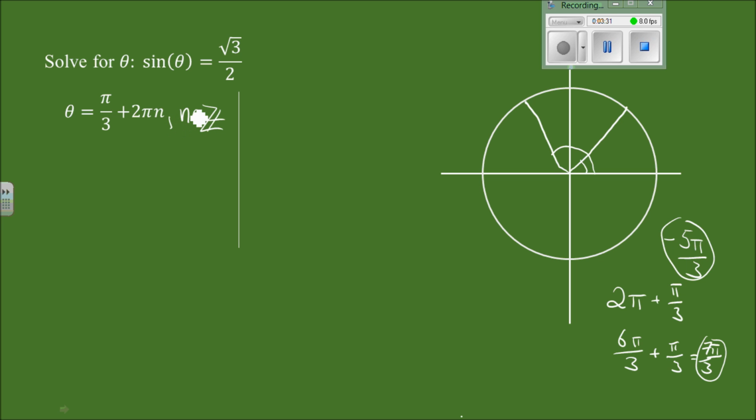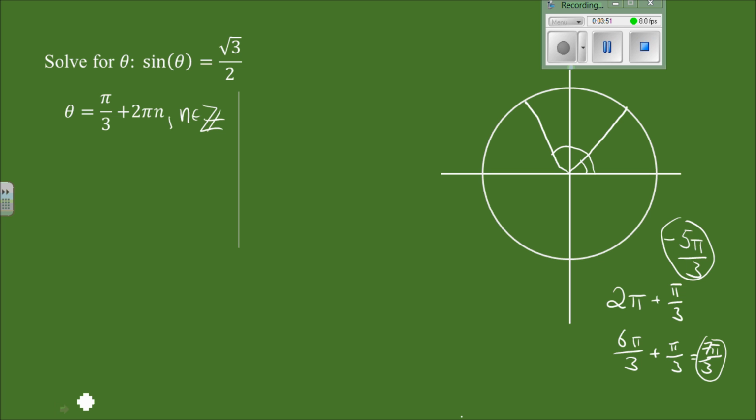So, but this is how you list all the solutions to this one, by saying pi by 3 plus 2 pi times an integer, or plus some integer number of full turns around the circle, because 2 pi radians is a full turn.